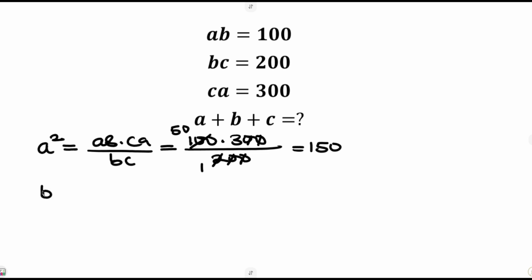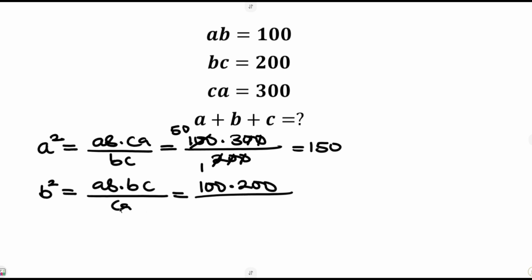Now let's find b squared. We can get b squared by multiplying the terms with b, and that is ab times bc, and then dividing by the term without b, and that will be ca. So this is equal to ab, which is 100, times bc, which is 200, divided by ca, which is 300. These two zeros cancel out, leaving behind 100 times 2, which is 200, all over 3. Very good.